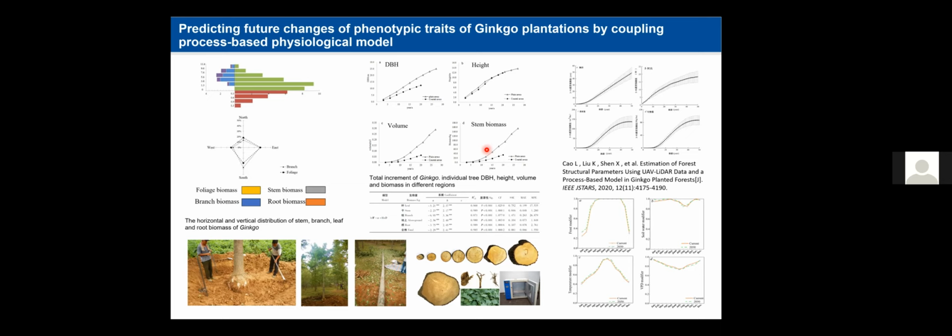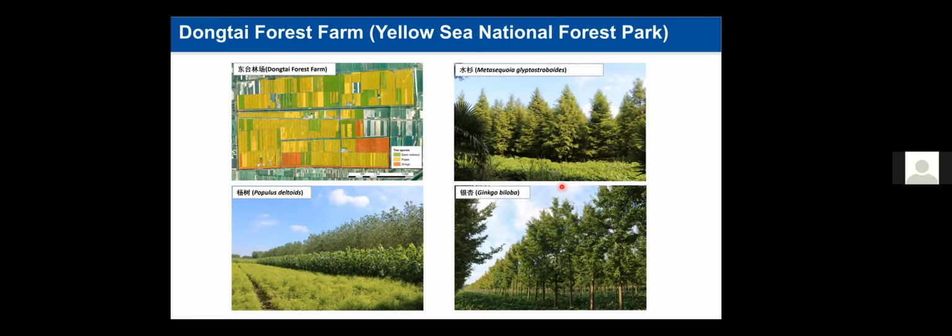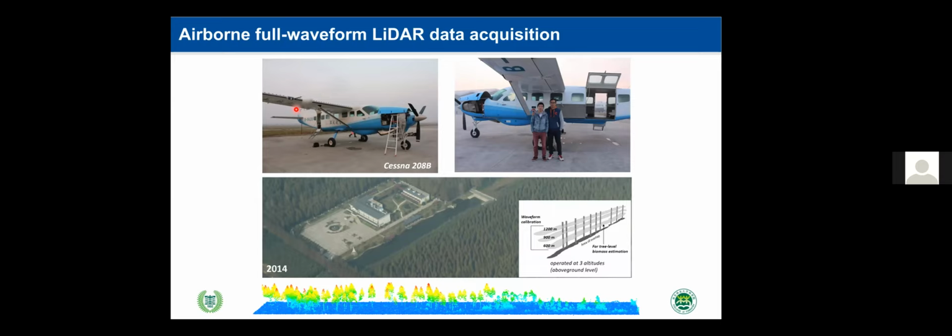The third study site is in Dongtai Forest. In this study site, there are dawn redwood, poplar, and ginkgo plantations. In 2014, we used a fixed-wing airplane with an integrated sensor combining LiDAR, hyperspectral, and a high-resolution camera. We flew the whole study site, and the data was collected at three different altitudes. This data was used for a sensitivity analysis of the LiDAR data.